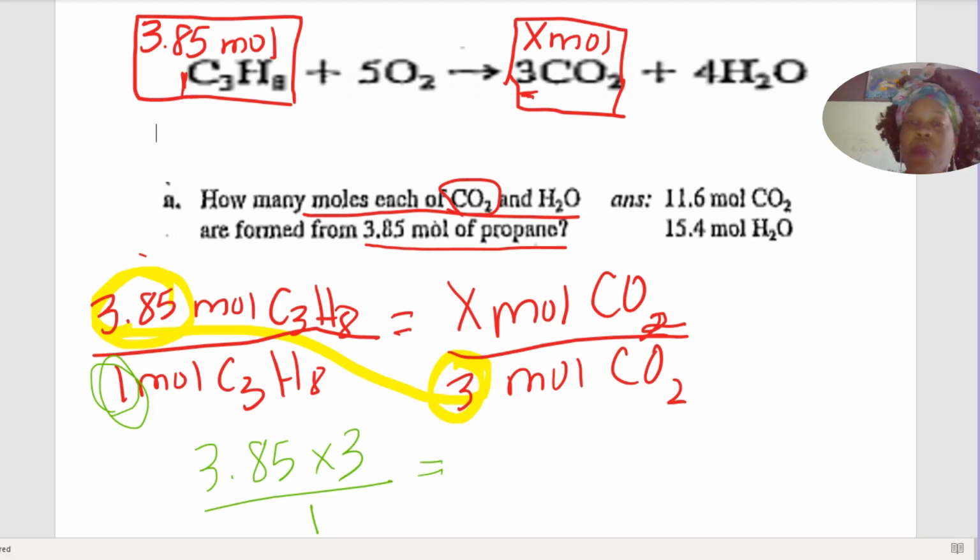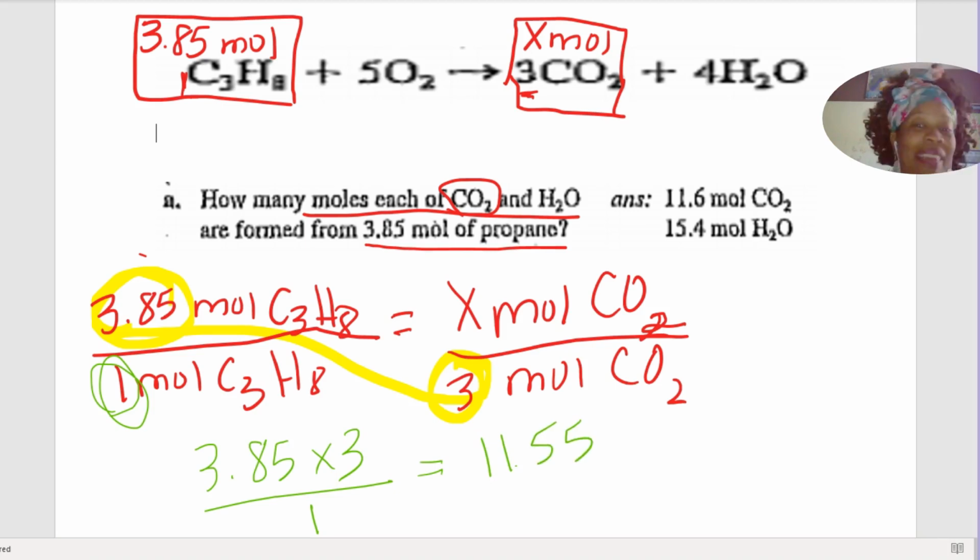When I multiply 3.85 times 3, let's see what we get. Matter of fact, let me go ahead and get my calculator out, okay? I'm going to type in 3.85 times 3. Guess what I get? I get this number right here, 11.55.